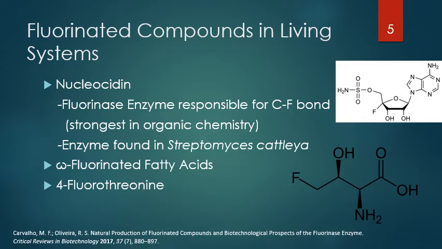But the research led to the discovery of the fluorinase enzyme. This enzyme is responsible for forming the carbon-fluorine bond, often referred to as the strongest bond in organic chemistry. Before that, researchers didn't know how organisms were incorporating fluorine into their systems, and this molecule led to the discovery of that. Additionally, there are fluorinated fatty acids that have been discovered, and also fluorothreonine. The structure of nucleocidin is up at the top right, and 4-fluorothreonine is an amino acid derivative.